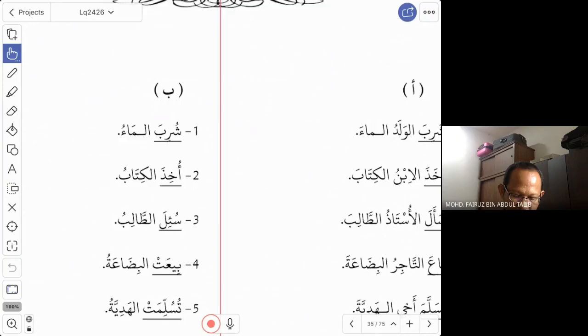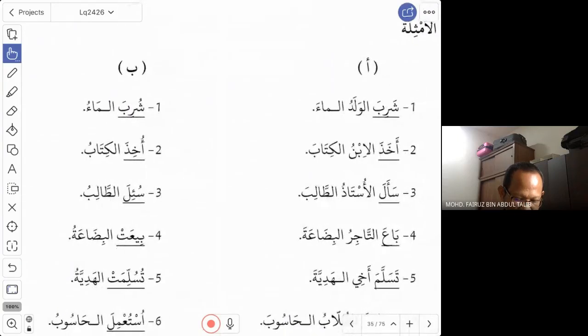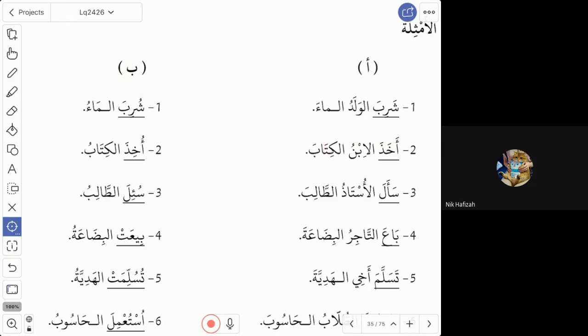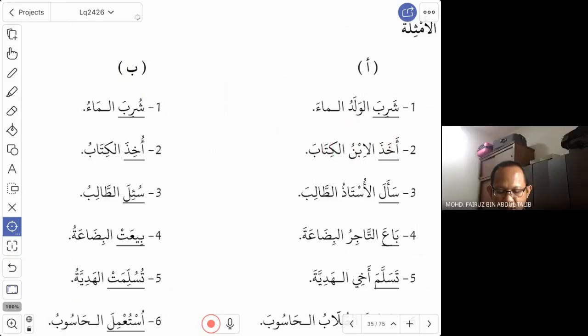Sentences in group alif, and then we compare with sentences in group ba. Look at the first sentence: shariba al-waladu al-ma. The boy drank water. Look at the fi'l shariba. Do you know who drank the water?